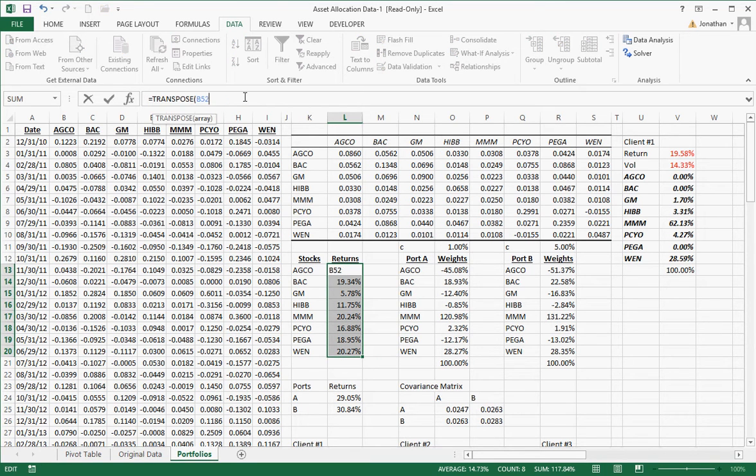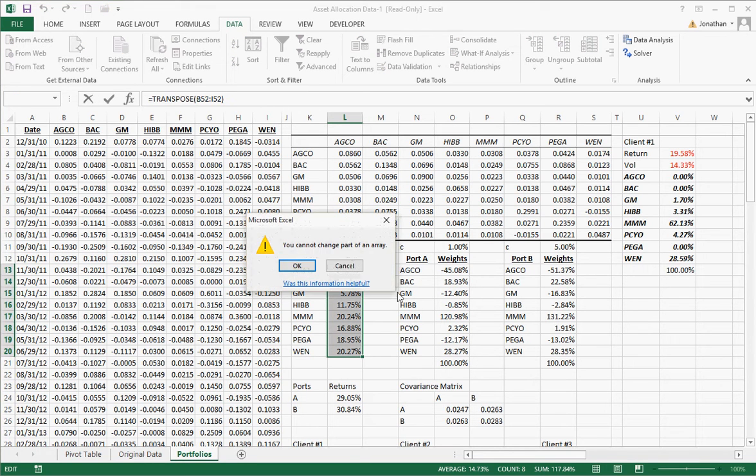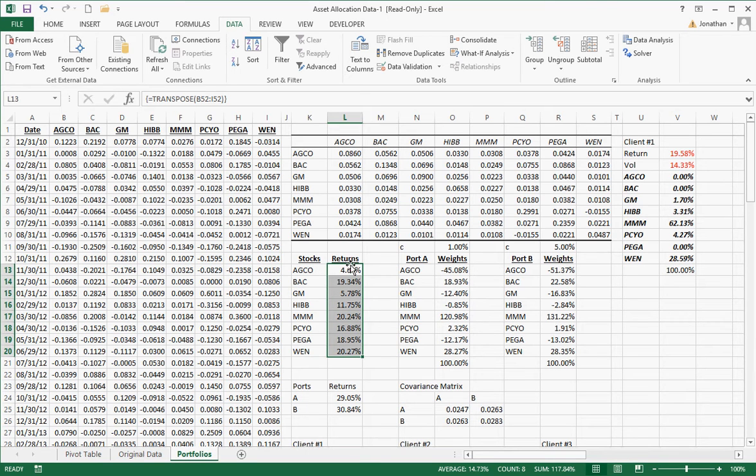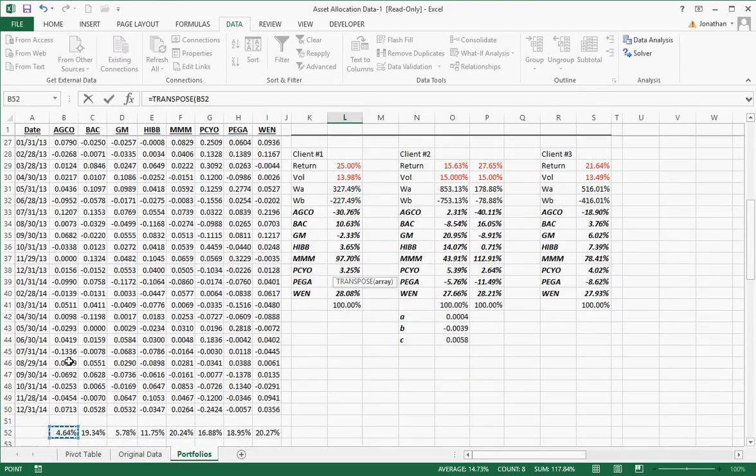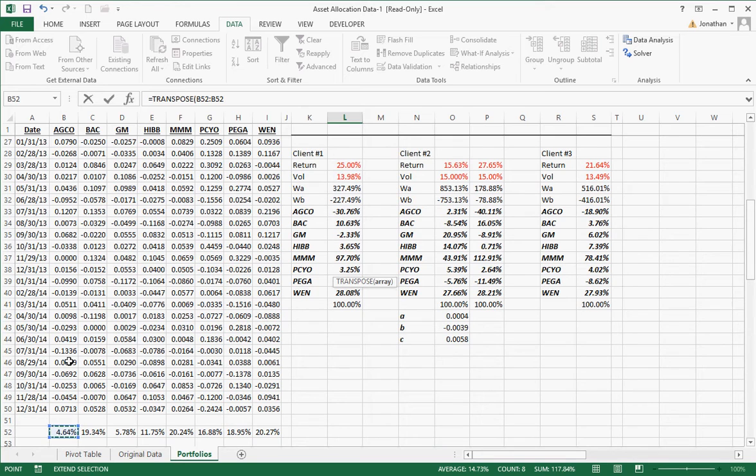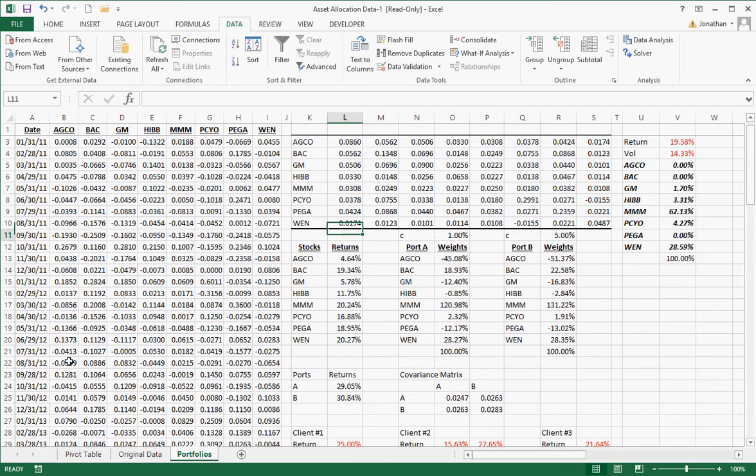And the way I did this, well, I'll just do it like this. I highlight all of these, type equal, transpose, come down here to the bottom, control down, and then press the period, go all the way across, control shift enter, and I have my returns.